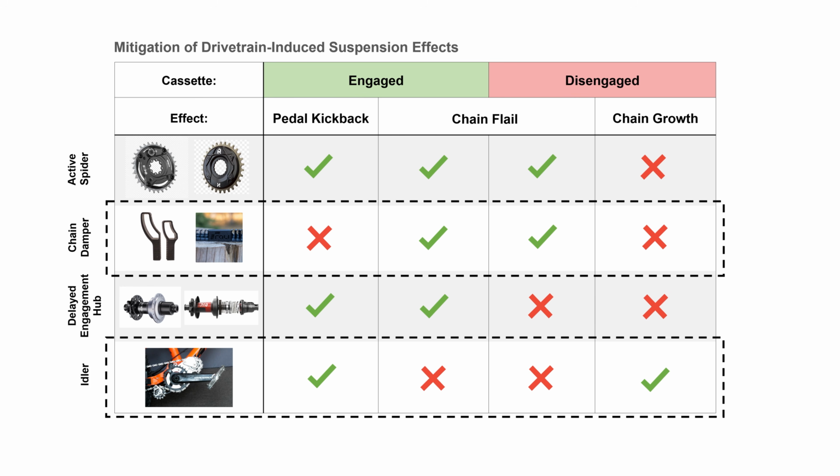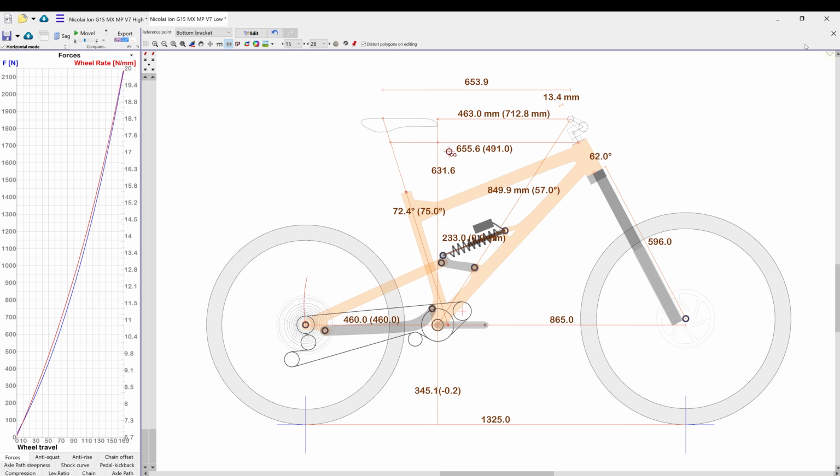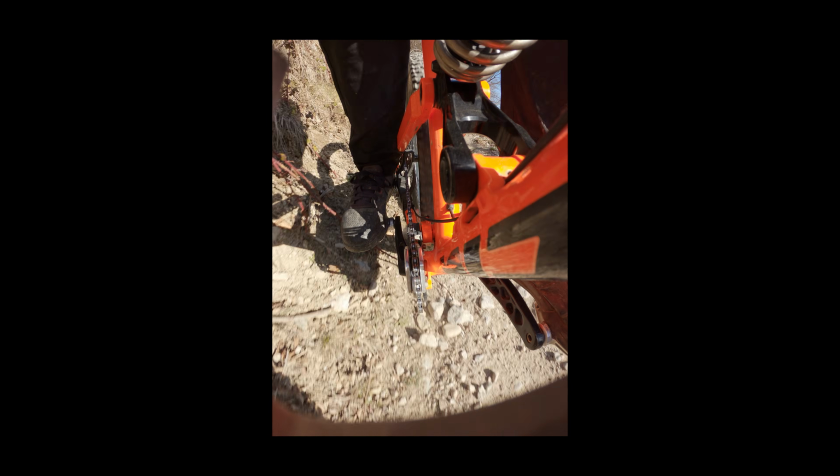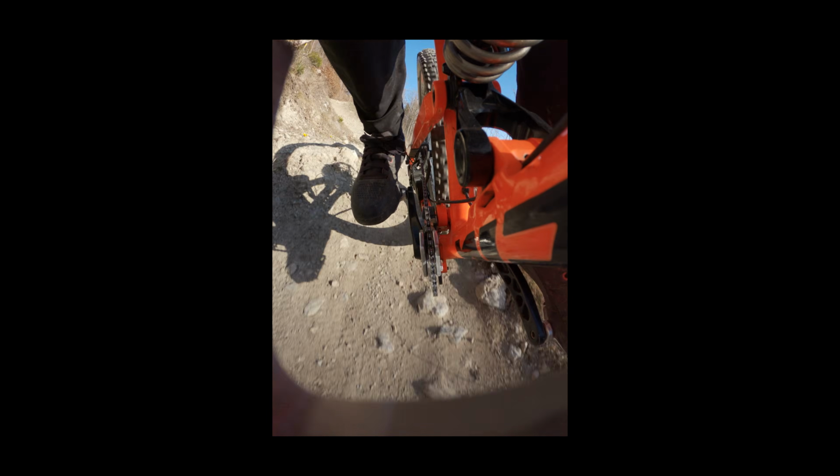So to recap, with my current setup, this bike has a decent axle path, no chain growth, no pedal kickback, the derailleur doesn't have to move during compression, and the chain flail is reduced by the chain guides. In combination with the custom shock, the supple and lightweight tires, and the tire insert, the rear end of this bike feels excellent.